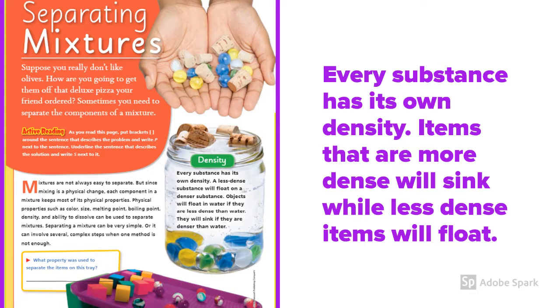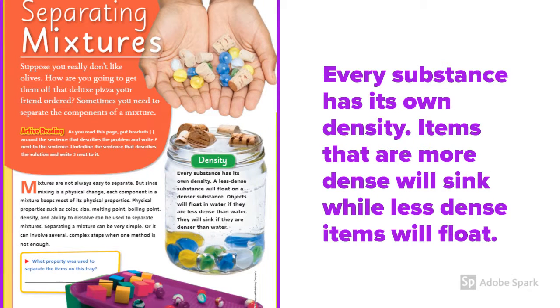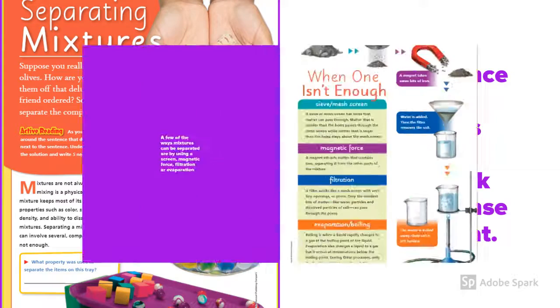Density. Every substance has its own density. A less dense substance will float on a denser substance. Objects will float in water if they are less dense than water. They will sink if they are denser than water. Looking at the question on the bottom of page 16, what property was used to separate the items on this tray? We can see that the cubes are at one end and the marbles are at another end. So they were separated by shape.